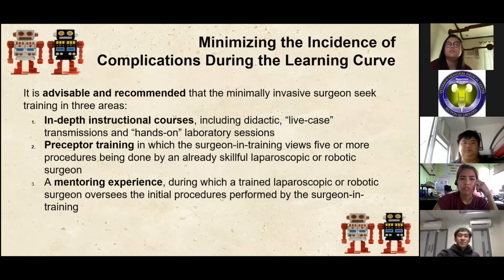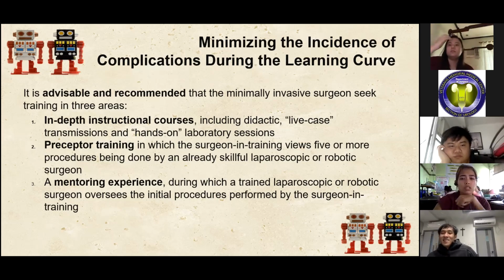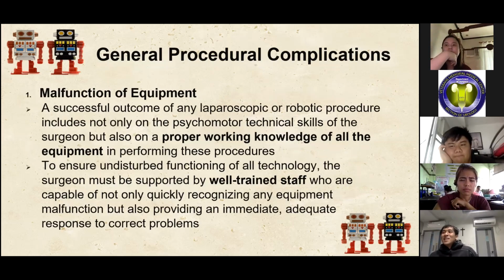So to minimize the incidence of complications during the learning curve, it is advisable and recommended that minimally invasive surgeons seek training in in-depth instructional courses, including didactic, live case transmissions, and hands-on laboratory sessions, preceptor training in which the surgeon trains using 5 or more procedures being done by an already skillful laparoscopic or robotic surgeon, and mentoring experience, in which a trained laparoscopic or robotic surgeon oversees the initial procedures performed by a surgeon in training. So we have the general procedural complications.